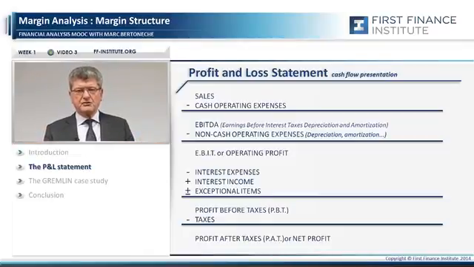To go from EBITDA to EBIT, we just deduct D&A, depreciation and amortization, and we get EBIT. Just a quick word on depreciation and amortization. They are in fact the same thing with two different names. Depreciation is used for tangible assets. You depreciate a plant, you depreciate a machine. Amortization is used for intangible assets, goodwill, patents, etc.